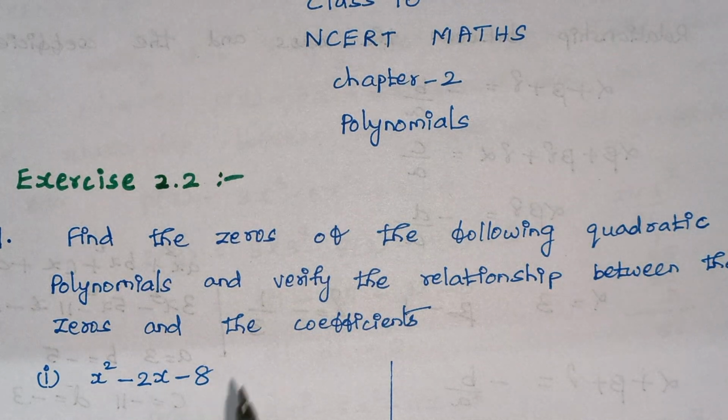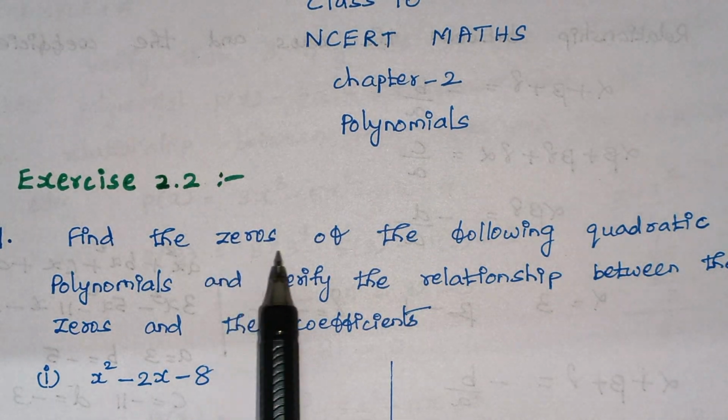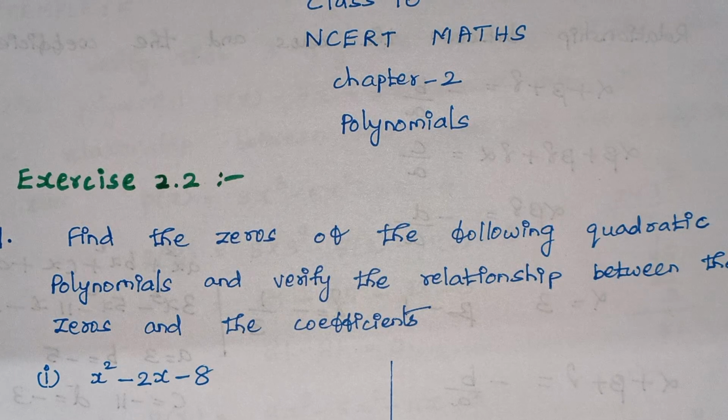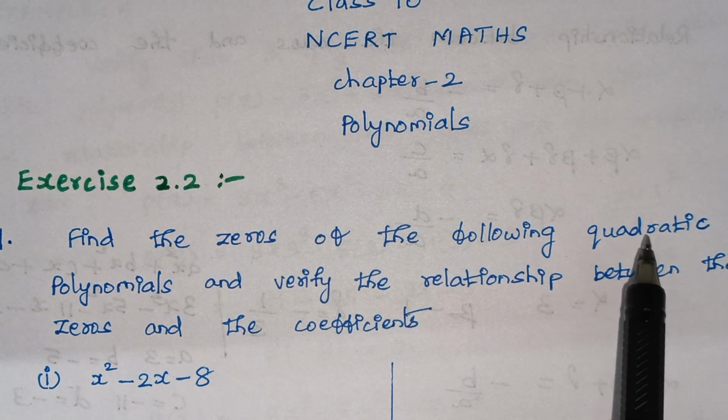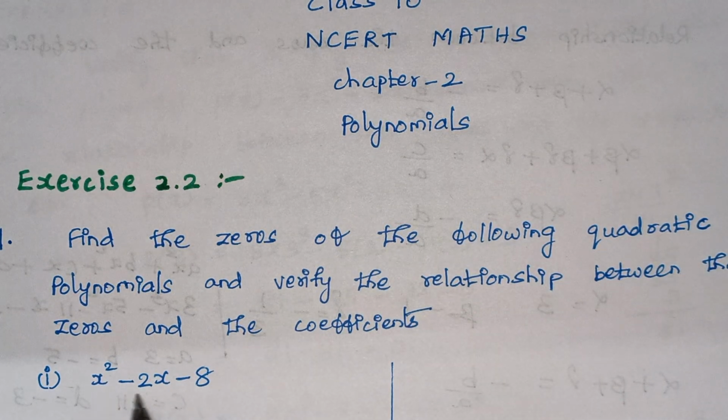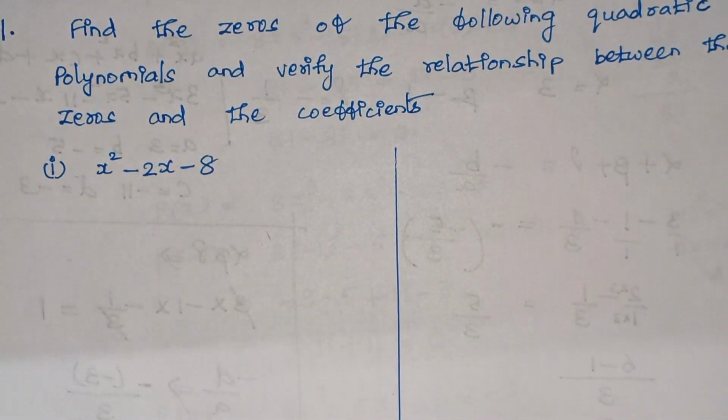The first thing is we have to find the zeros of the polynomial. We have to solve this quadratic equation. Since the power is 2, this is known as a quadratic polynomial, and when we solve this expression we will be having two zeros, right? So let us proceed.